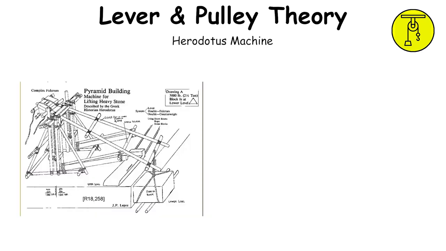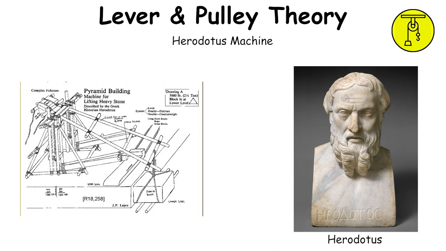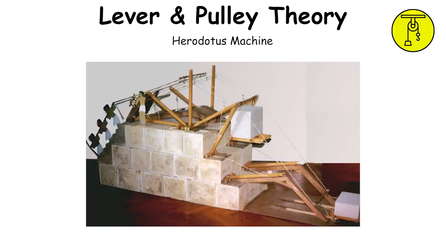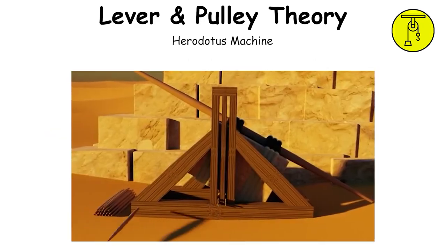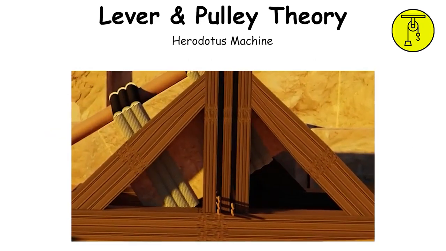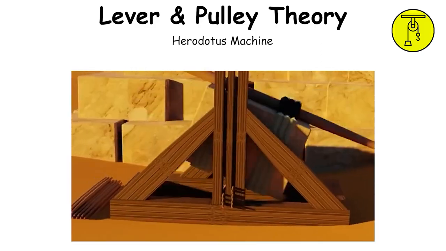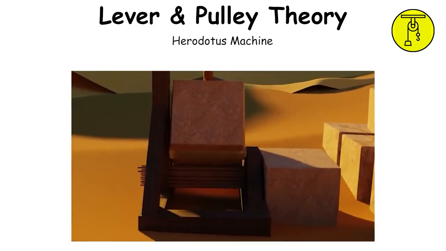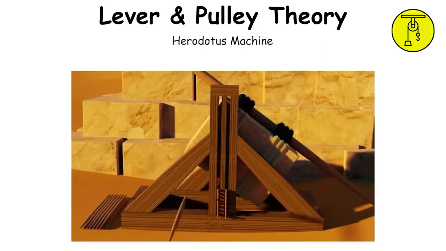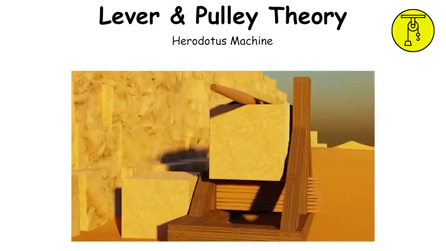Herodotus machine. According to the ancient Greek historian Herodotus, a series of machines made of short wooden planks were used to lift the stones from one level to the next. This machine worked by placing a block upon a central pivot point and using ropes or levers to rock the block back and forth, allowing a slab of wood to be inserted underneath. This process would be repeated to lift the block incrementally between levels of the pyramid.